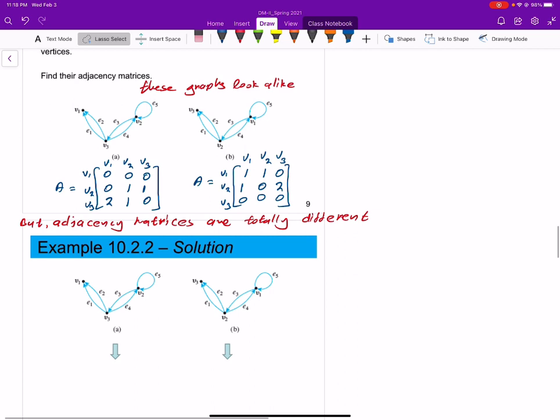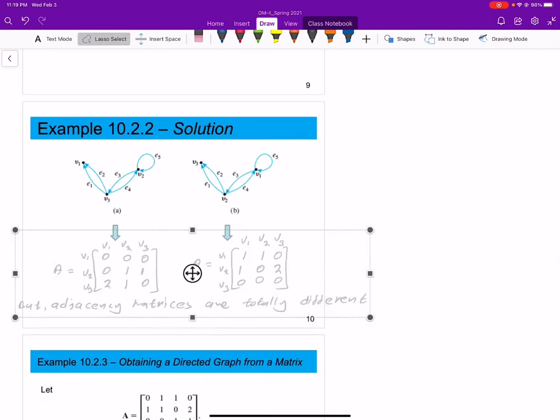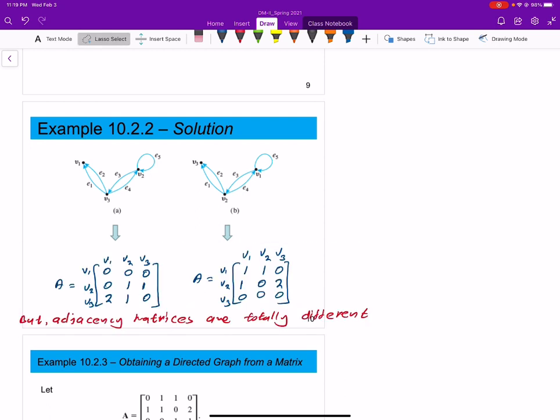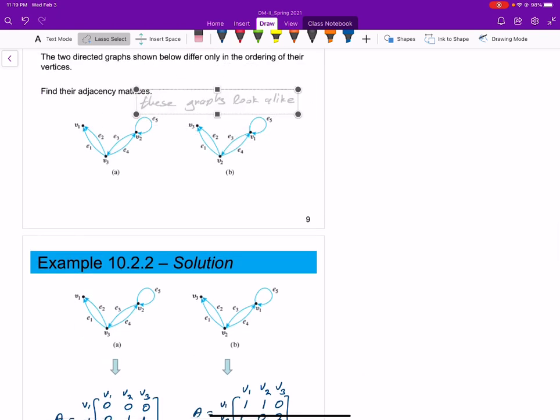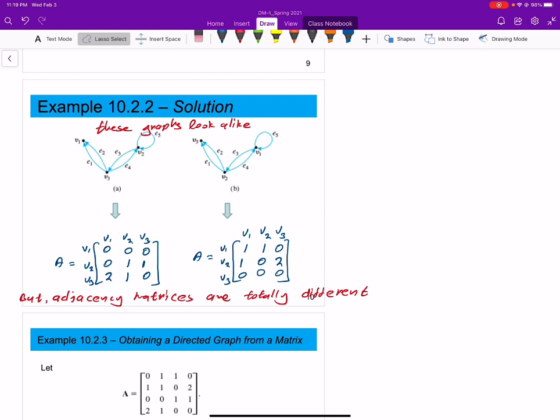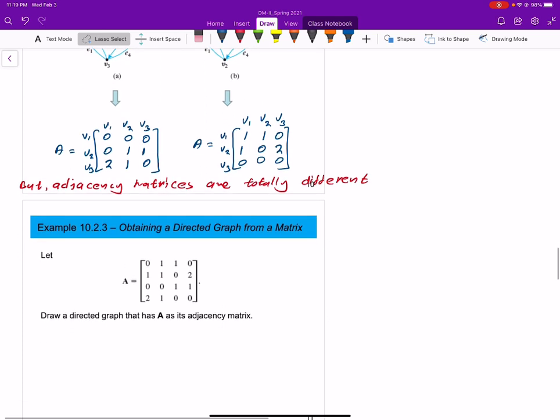Actually, I have to get these things below. Let me pull these things below. Okay, they should be right here. All right, good. And then let me get this below too. All right, good. So that is the solution for example number 10.2.2. And then just move to the next example, which is 10.2.3.